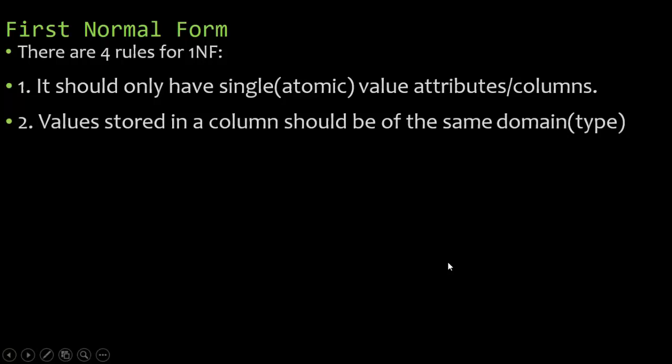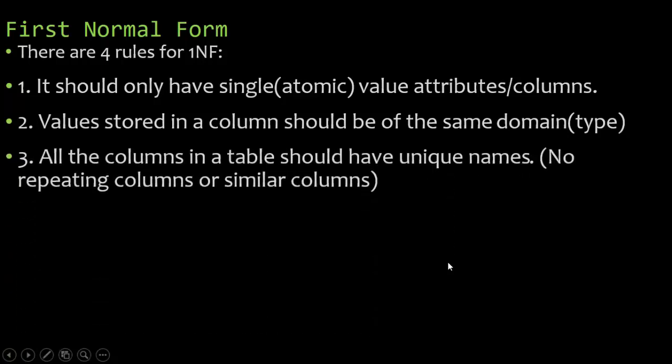Values stored in a column should be of the same domain. This means of the same data type. All the columns in a table should have unique names. Now, because it's unique, there can obviously be no repeating columns, but there could also be no similar columns.